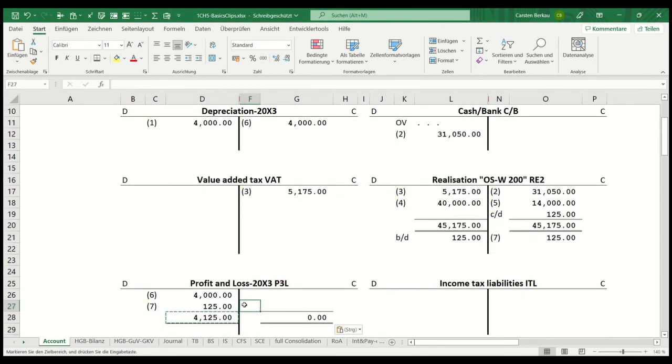When I balance off the profit and loss account, I get to know that there's a net loss to the extent of 4,125. 4,000 thereof results from normal activities. 125 is an extraordinary loss which results here from the loss on disposal.